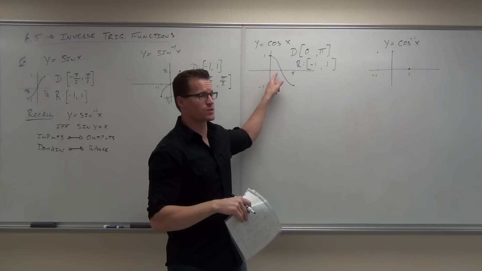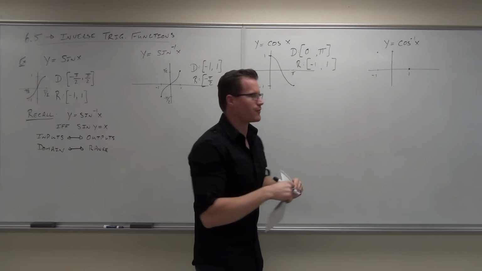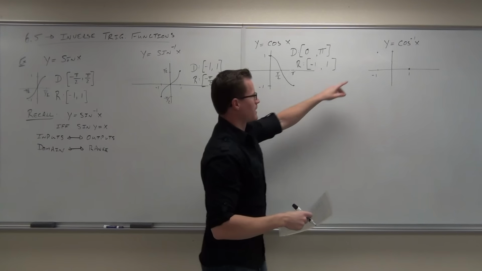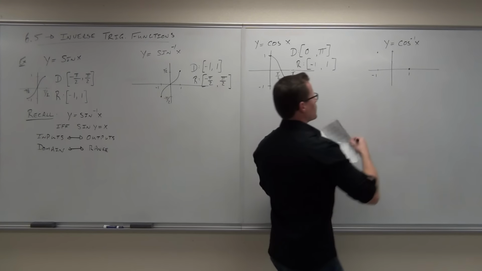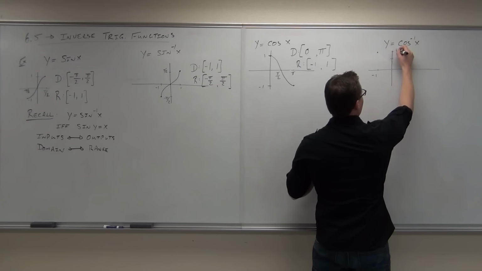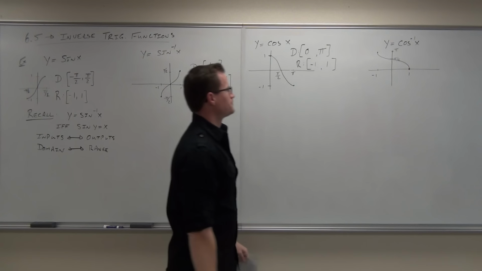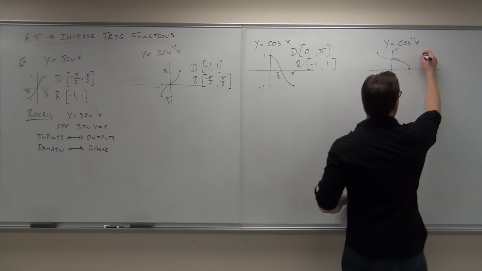Is 1, 0 on that graph? No, what is that actually? Probably would have made it better if I would have put pi over 2. Yeah, so, which is why I got a funny graph over here. If pi over 2, 0 is on my graph, then 0, pi over 2. Remember, this is pi, and this is right between, pi over 2. That looks a little bit better. My mistake on that. Let's talk about domain and range.